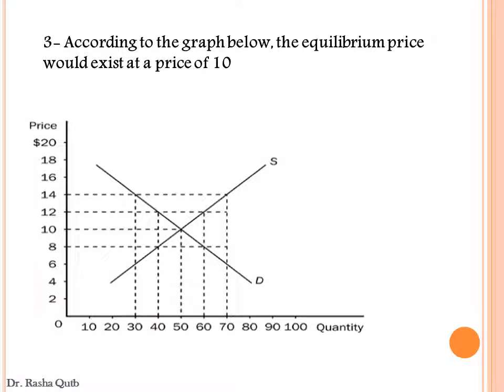Number 3, according to the graph below, the equilibrium price would exist at a price of 10. This sentence is true because at a price of 10, the quantity demanded equals the quantity supplied equals 50 units. There is no excess demand and no excess supply at price equal 10. That's why we call it the equilibrium price level.